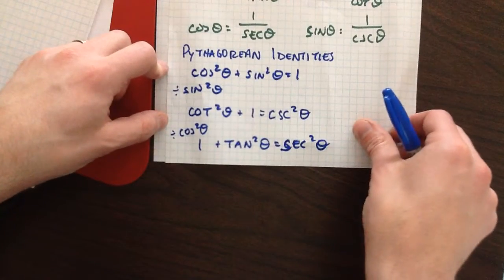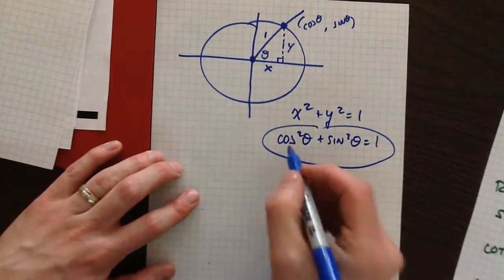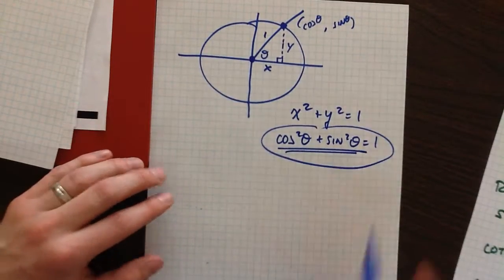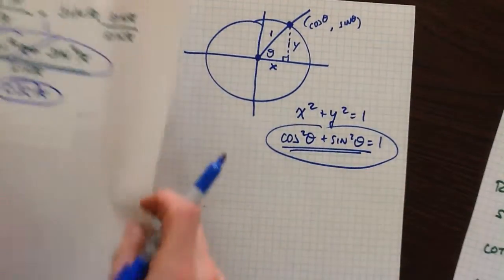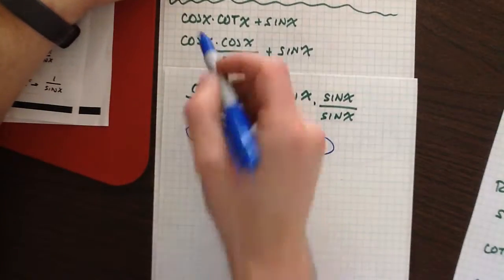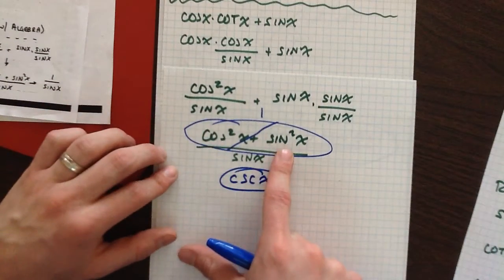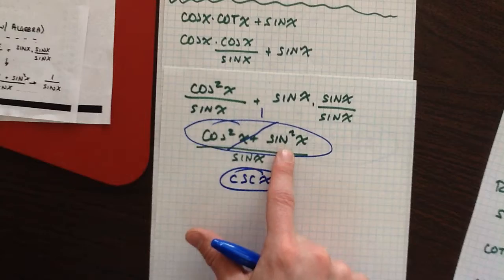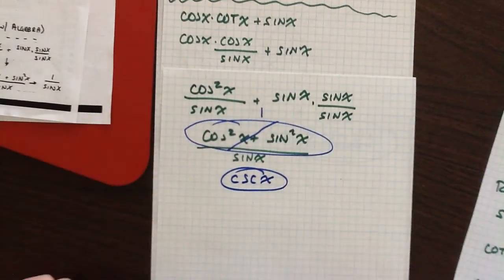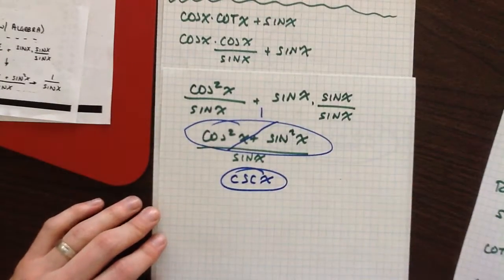That all came from a unit circle. This is the one to remember. The other two we can figure out as we go along. But this cosine squared plus sine squared equals 1 leads us back to when we were looking at this. We had cosine times cotangent plus sine. We worked it down. We've got cosine squared plus sine squared. Typically anytime we see the exponents, we want to think Pythagorean identities. That's just 1. We've got cosecant. That whole thing simplifies down to one piece.